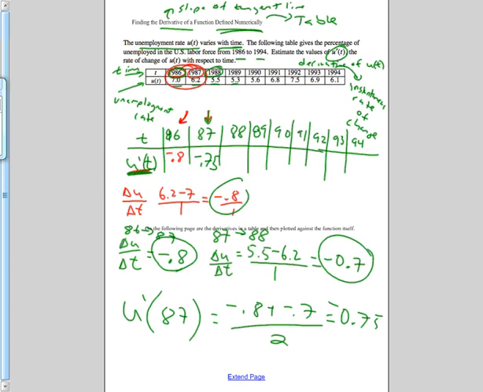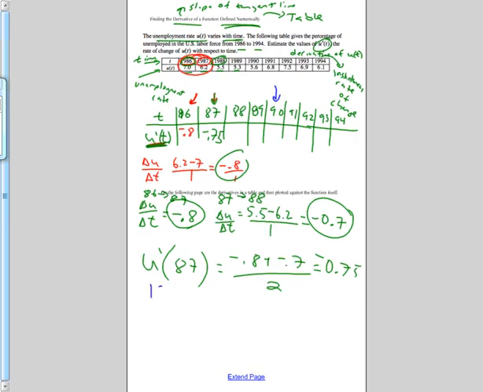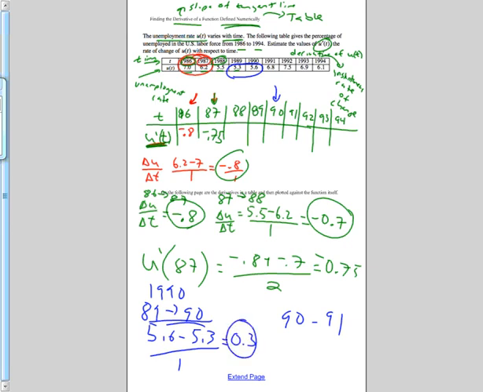Let's do two more of those. So let's look at 1990. In 1990, we're going to look at the change from 89 to 90 and the change from 90 to 91. So looking at 89 to 90, we've got 5.6 minus 5.3 in 1 year. That was the change in unemployment. So here, 0.3, a positive change in unemployment. In this case, positive is a bad thing because we don't want unemployment to increase, but from 89 to 1990, it did.